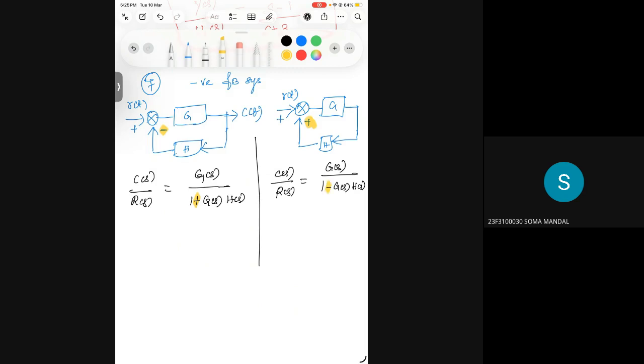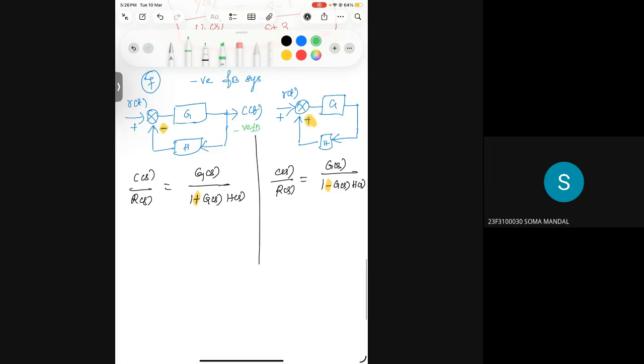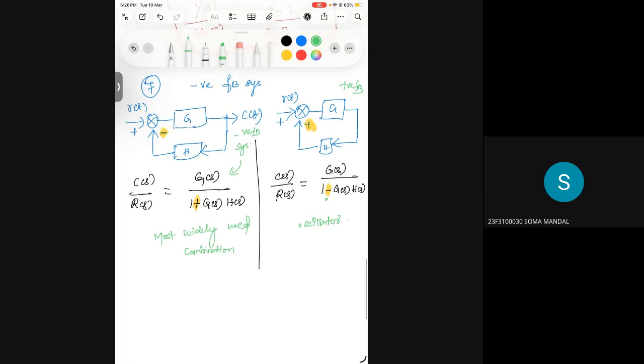Here minus will come. So if you have a negative feedback system, your transfer function will look like this, with a positive in the denominator. If you have a positive feedback system, you will have a negative there. But the most widely used combination in control systems is the negative feedback one. Positive feedback will be used only in oscillators. We are not bothered about positive feedback. We don't want any positive feedback system because it keeps oscillating. It won't settle. Based on the nature of the system, it may settle or may not settle.